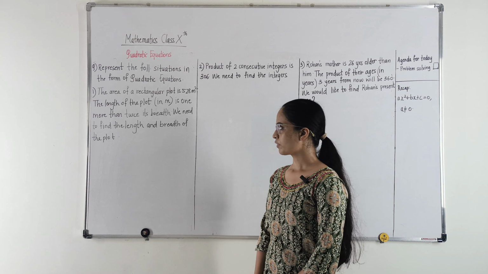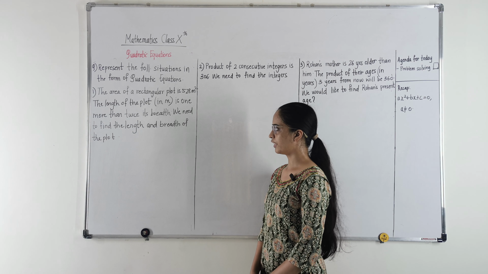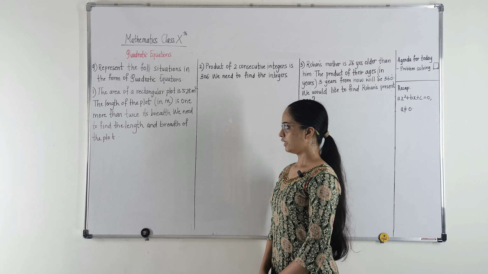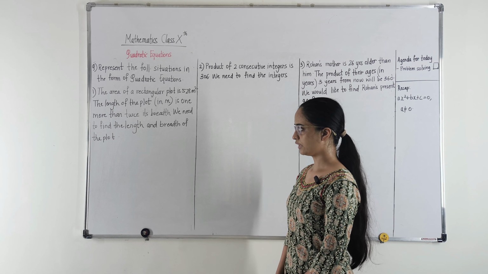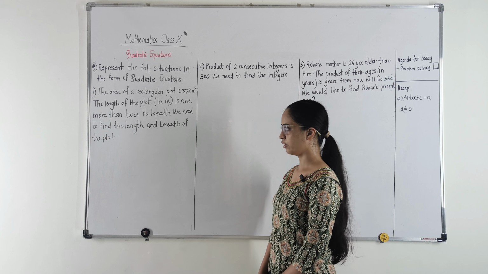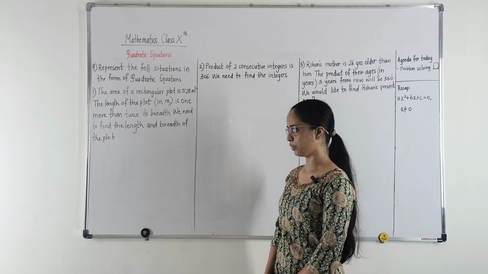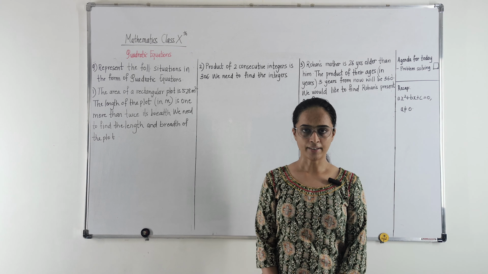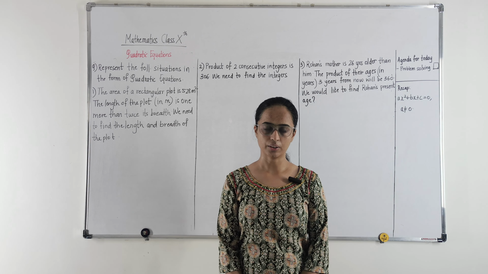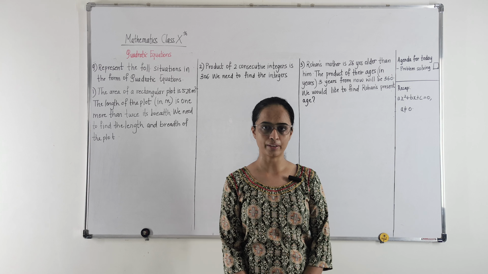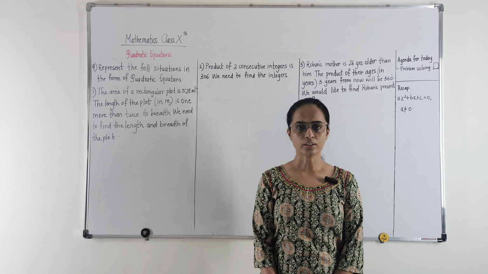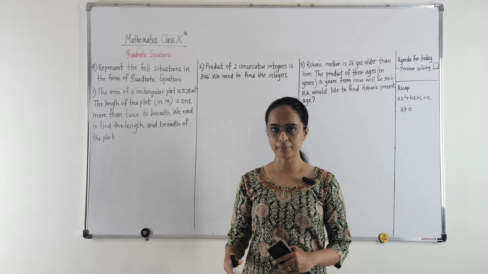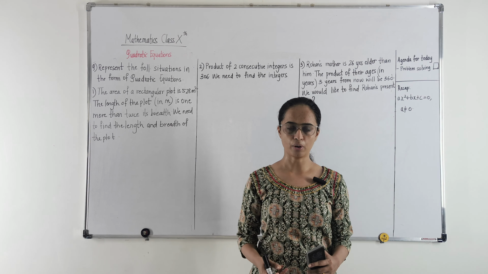So let's start. The first question says that the area of a rectangular plot is 528 meters square. The length of the plot in meter is 1 more than twice its breadth. We need to find the length and breadth of the plot. So here we are supposed to find the length and breadth of the plot, and we have been given certain conditions. Now since we are supposed to find length and breadth of the plot, therefore of course we are going to take the variables in terms of length and breadth of the plot only.